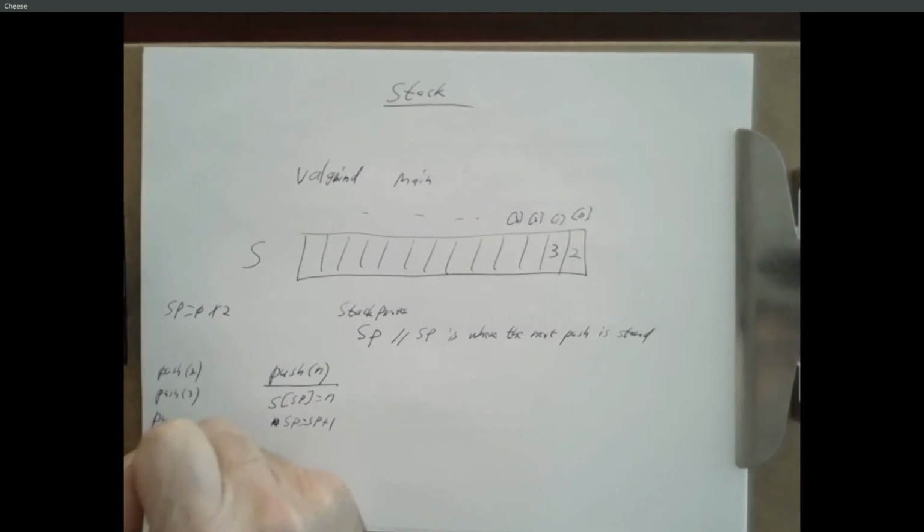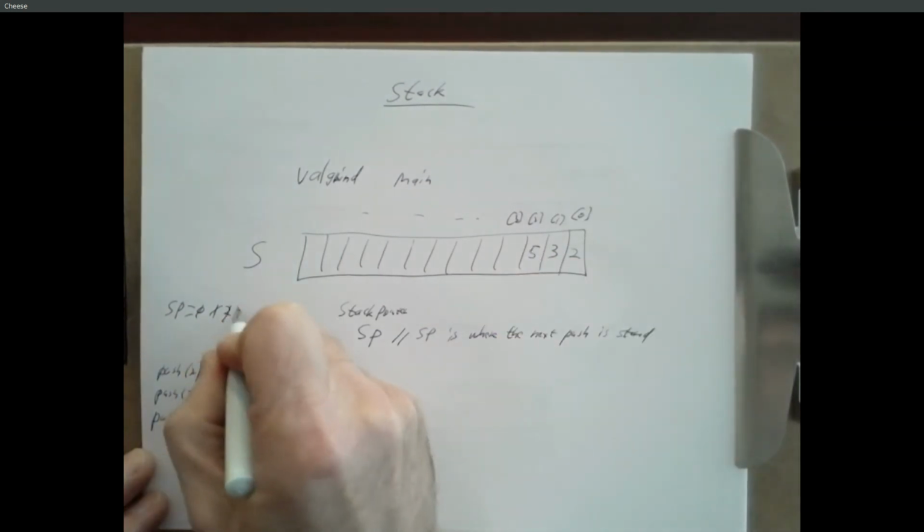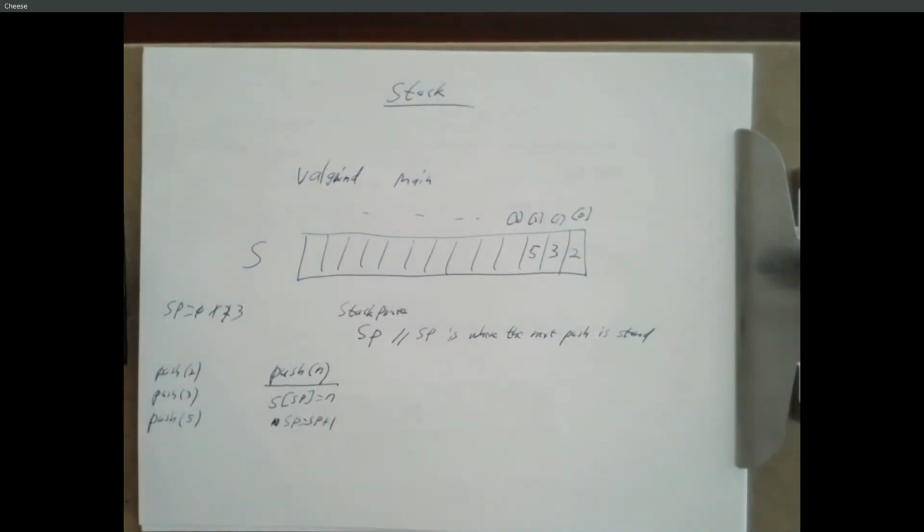So let's push one more thing. We'll push a 5, that goes into location 2. Stack pointer gets incremented to 3. All right, we pushed a 2, and then a 3, and then a 5. If I say pop, what number should I pop off? The 5. Last in, first out. The last thing we pushed on was a 5. That's the first thing we pop off. So we want to pop the 5.